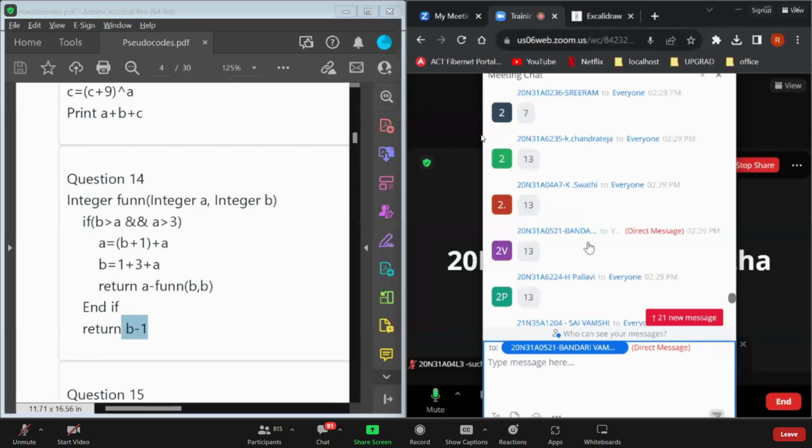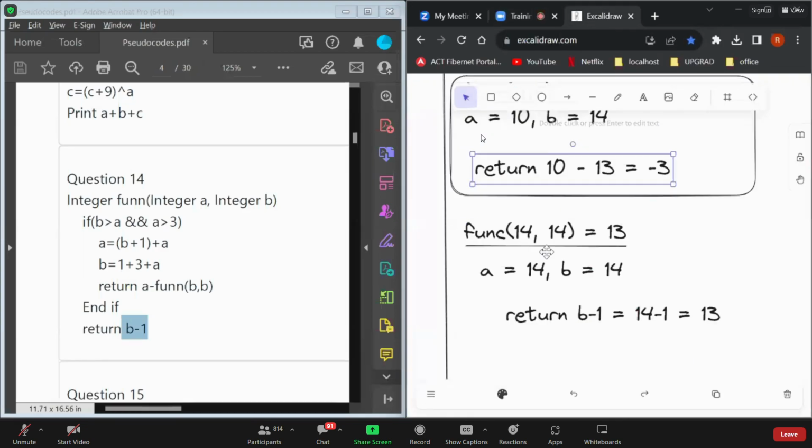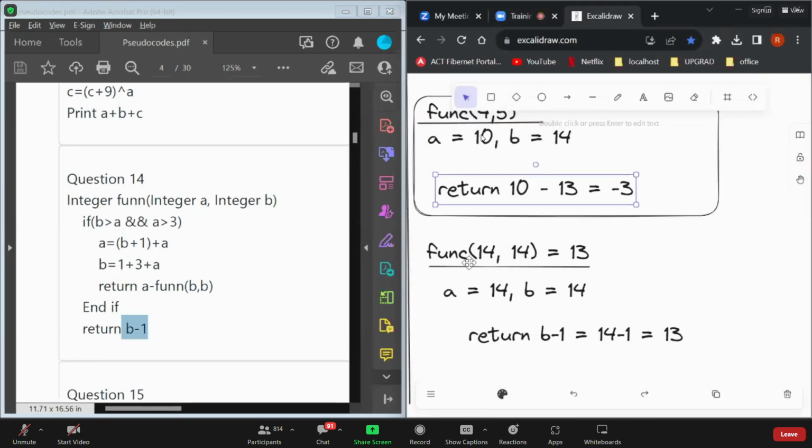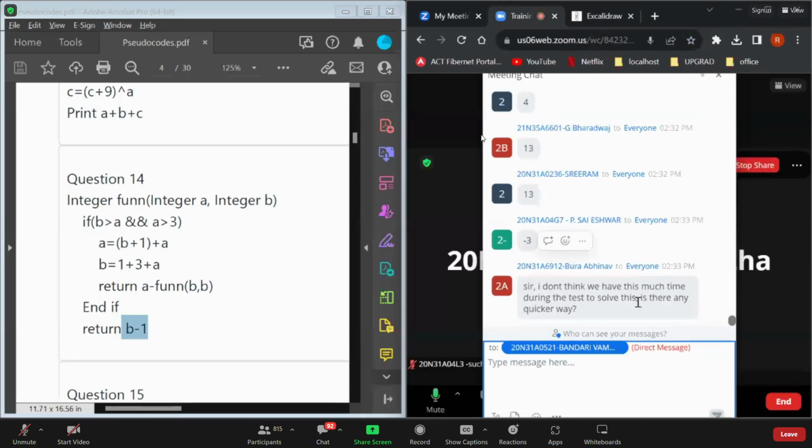Is that clear? Not 13. See, you got 13 for function of 14 comma 14. That's it. You have to replace the value here. Okay. So this is your total answer. 10 minus 13, which is minus 3. So minus 3 is your correct answer.